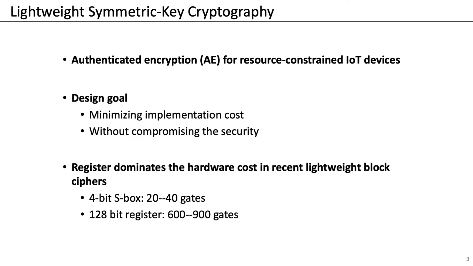We want authenticated encryption for resource-constrained IoT devices. So the design goal here is to minimize the implementation cost without compromising the security. As a result of the recent advances in lightweight cryptography, register or memory dominates the hardware cost rather than combinatorial circuits. Here we show an example. A 4-bit S-box, which is common among lightweight block cipher algorithms, uses 20 to 40 gates. In contrast, a register for storing 128-bit data needs 600 to 900 gates.